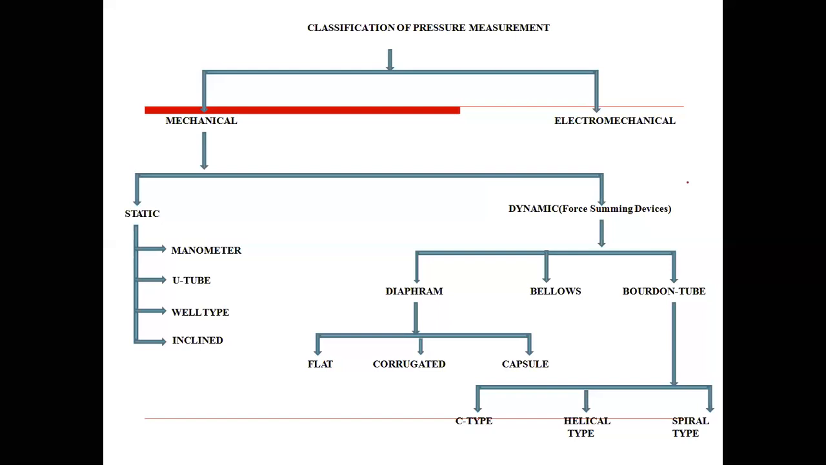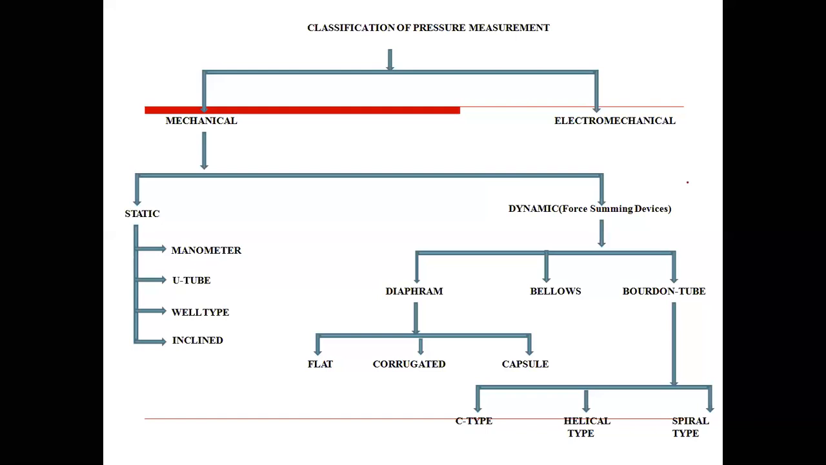We have seen the static pressure and we have seen the dynamic pressure. Static pressure does not depend upon the motion, whereas dynamic pressure measurement depends upon the motion of the fluid or liquid. This is the major difference between static and dynamic. Then under this, what types of components are used for static type of pressure measurement and dynamic type of pressure measurement?